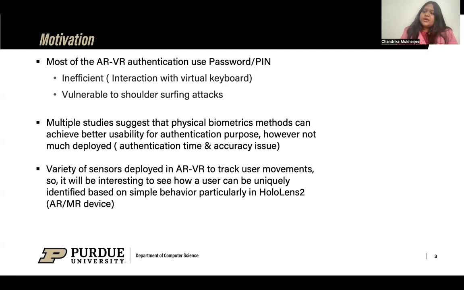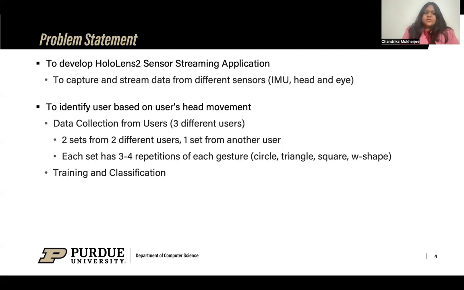One such popular AR/MR device is HoloLens 2, which is developed by Microsoft. In this project, I wanted to analyze if HoloLens 2 sensor data can be utilized to uniquely identify a person based on just their head movement. For that, I developed a HoloLens 2 sensor streaming application that can capture and stream data from multiple sensors. Also, after capturing data, I explored how a user's head movement can be utilized to uniquely identify a user.